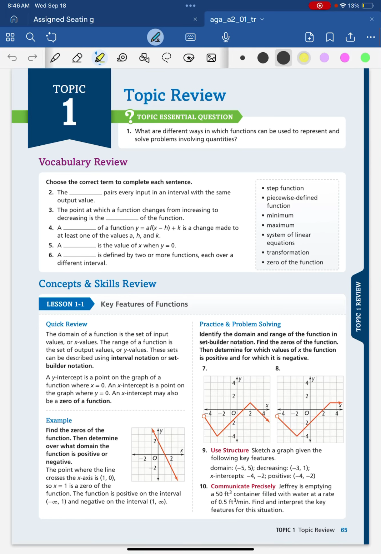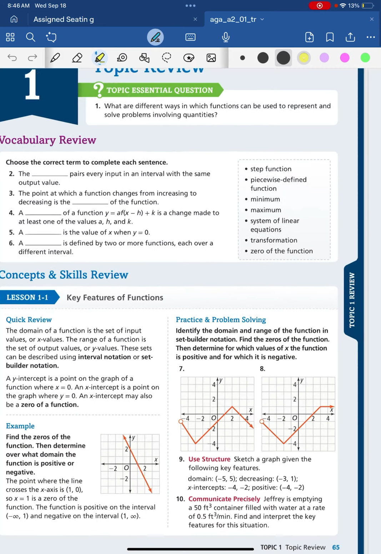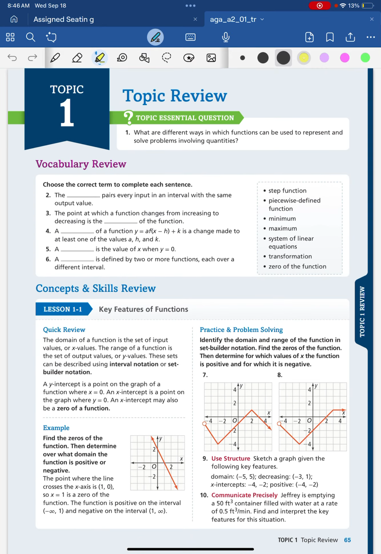Good morning, y'all. As promised, we're going to go through some essential problems that will help you prepare for your Chapter 1 test on Thursday. All right, so we're starting with Topic 1. Topic 1 was all about the key features of functions. Key features of functions.